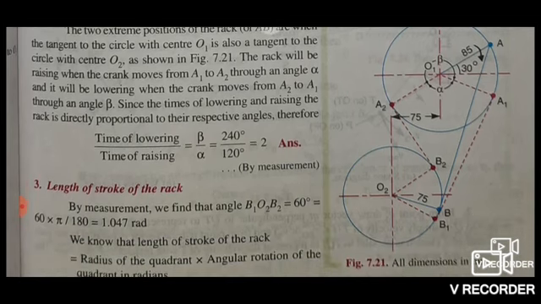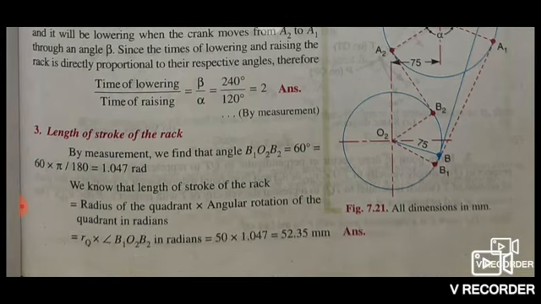The rack will be raising when the crank moves from A1 to A2 through an angle alpha, and it will be lowering when the crank moves from A2 to A1 through an angle beta, since the time of lowering and raising the rack is directly proportional to the respective angle. Therefore, time of lowering by time of raising equal to beta by alpha, that is 240 by 120 equal to 2, by measurement.